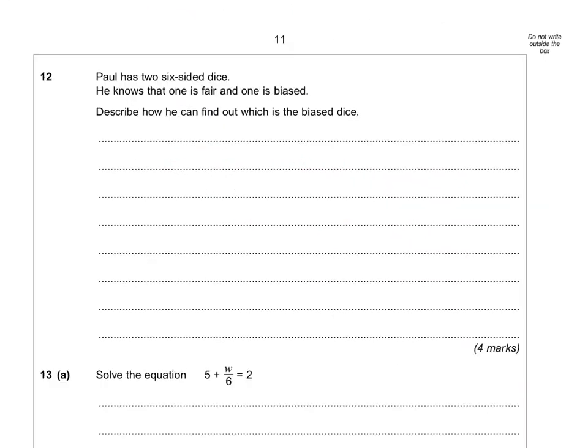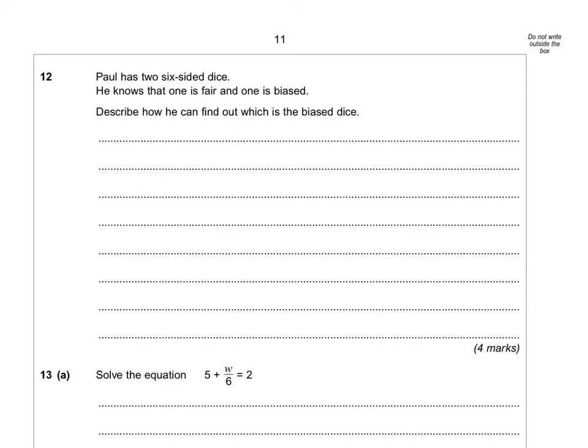Okay, question 12. Paul has two six-sided dice, or regular dice. He knows that one is fair and one is biased. Describe how you can find which is the biased dice. So it's 4 marks. Guess what you should be thinking: 4 marks is sort of 4 points, especially with the room given. So it's a matter of thinking, right, well, what would I do? And then try and put that down on paper.